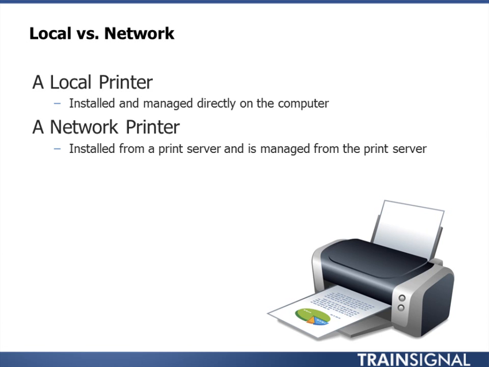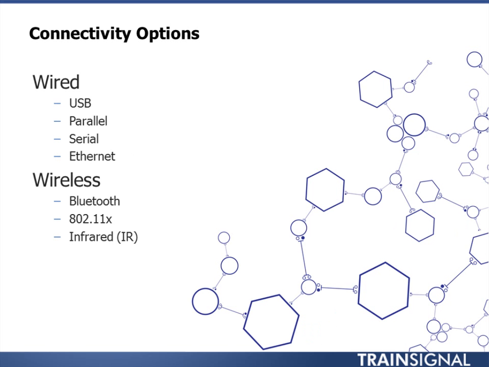And the last thing before we bring this to a close is to talk about the different connectivity options. I will tell you point blank that what I have listed here is straight from the CompTIA objectives. They want to make sure that you're familiar with the idea that a wired printer can be connected using USB, parallel, serial, or Ethernet. Those are the physical cables you can use.